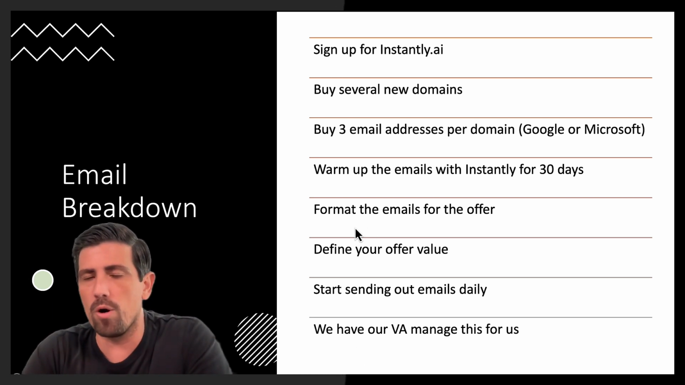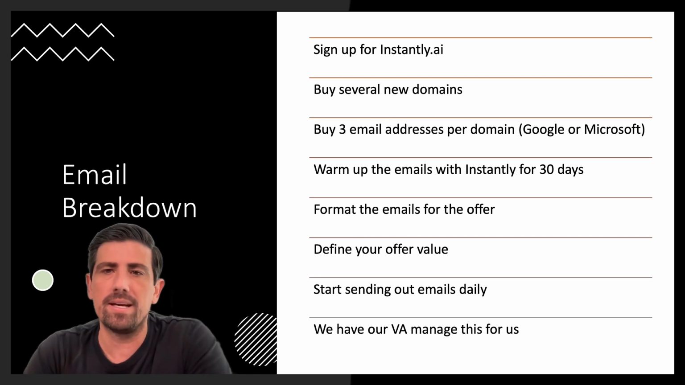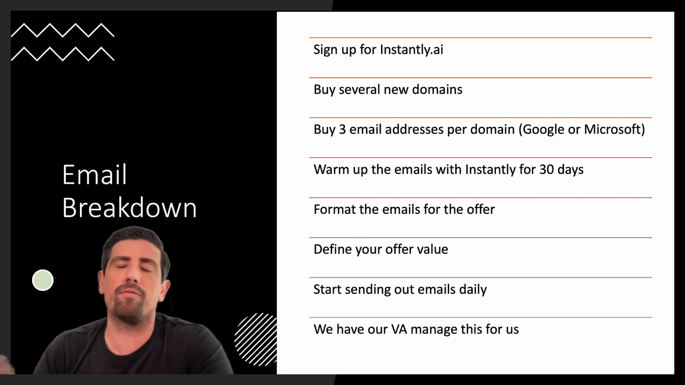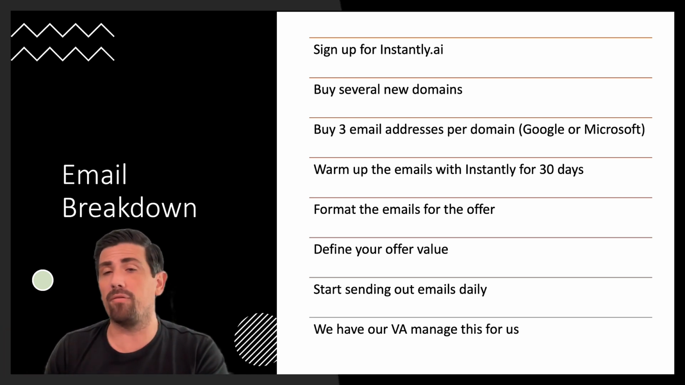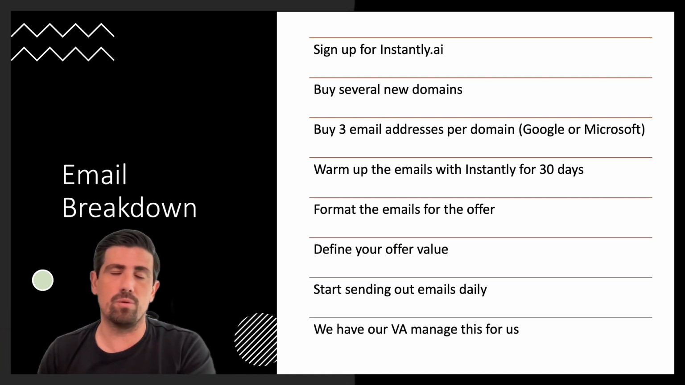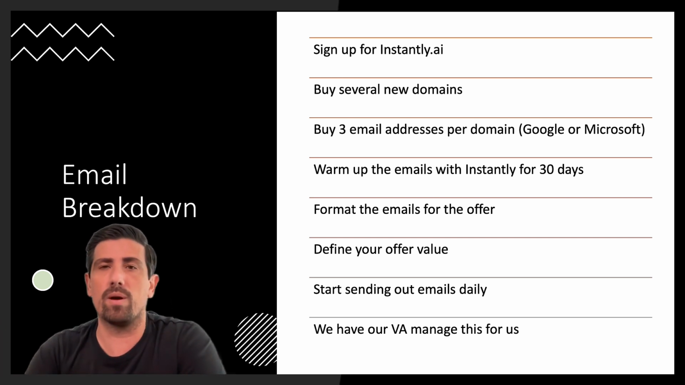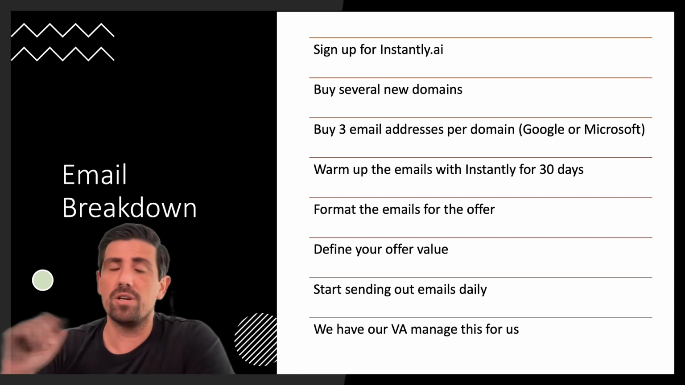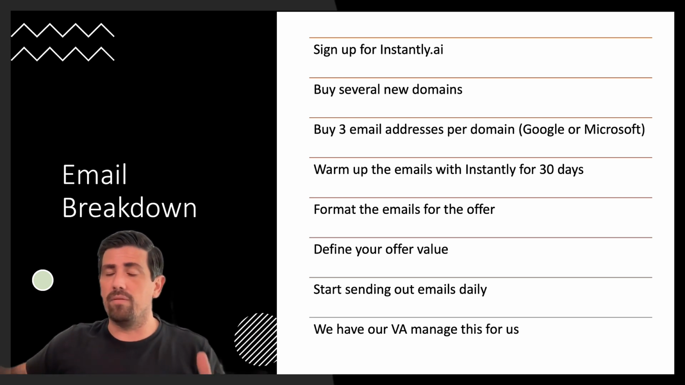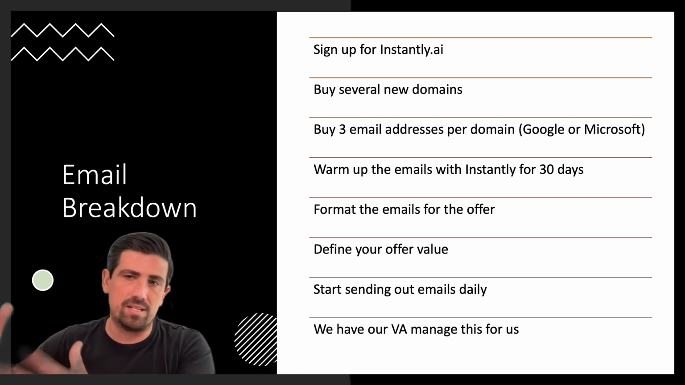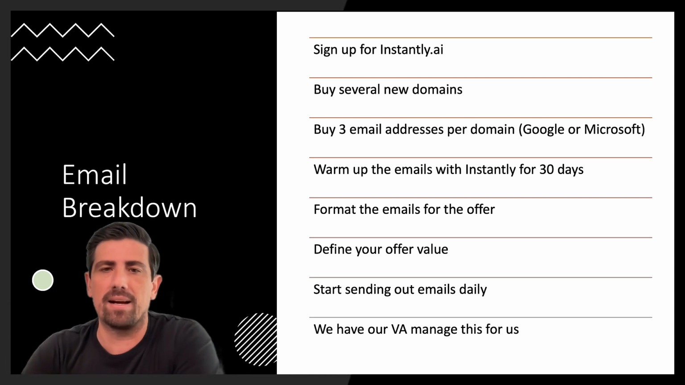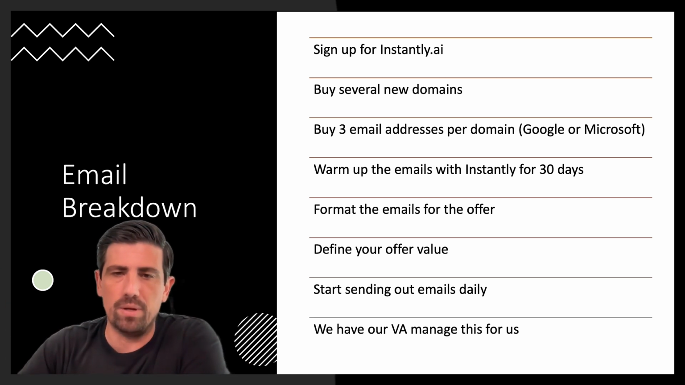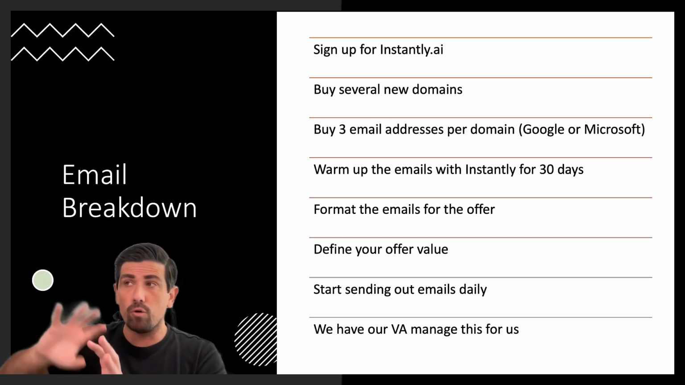So we format the emails for the offer, and then we define the offer value. In that instance, the offer was $30,000 to us on average. I think 34,000 or 35,000 on average. So that's the value of the deal. You would have to do that many deals in order to get to $18 million in your pipeline, hypothetically. So that's what you're trying to build to. Just giving you the vision of what you're trying to build to.